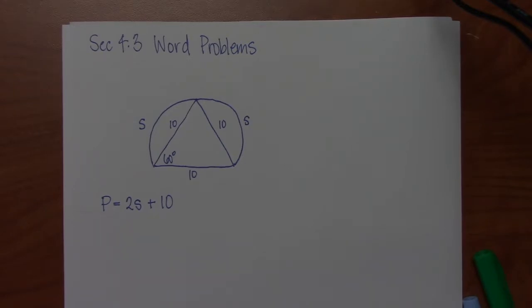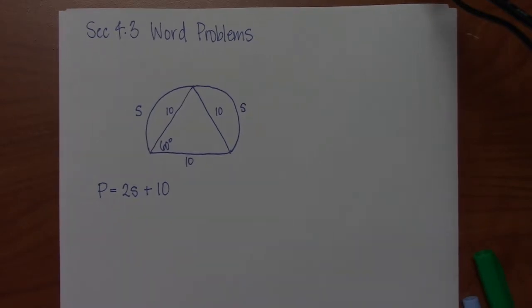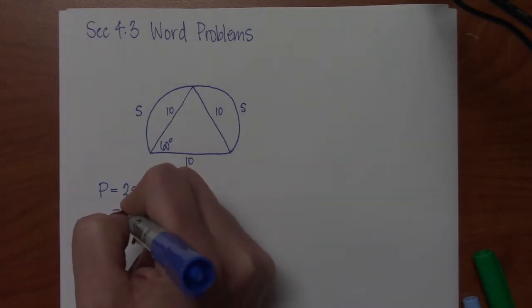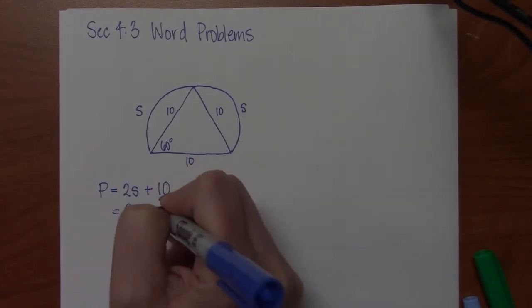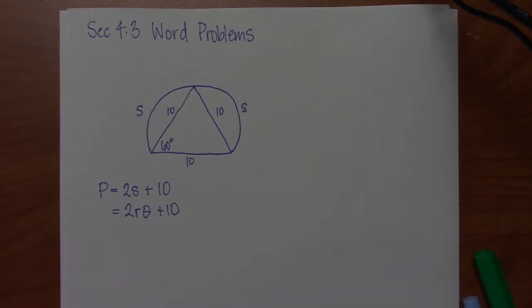We don't actually know the arc length, but we can calculate it using the formula we learned in, I think, section 1, which is S is R theta. So we can replace S in our formula with R theta. So the R is easy. The R is 10, because that's what the sides of the triangle make up, the arc, or the sector, excuse me. And the angle is 60 degrees.